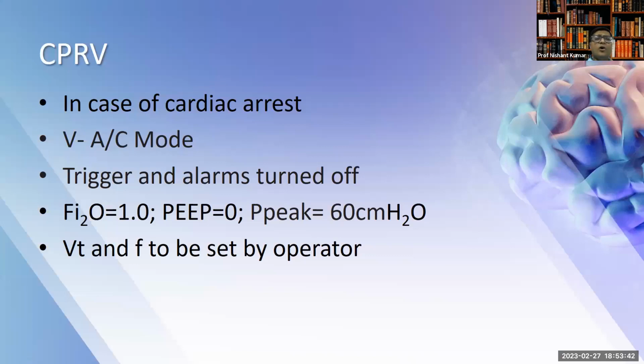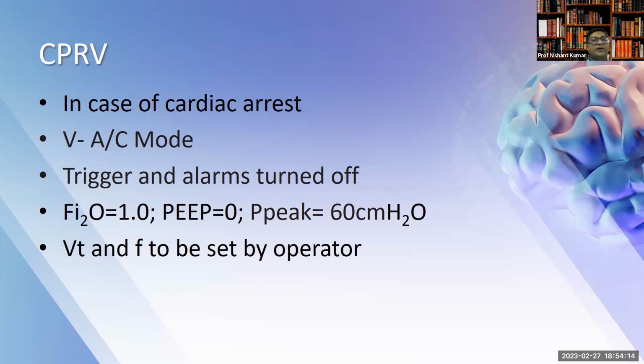Now, we all know that in case of cardiac arrest in the ICU, the patient will naturally have a definitive airway in situ. So we know that it has to be shifted to volume assist control mode with the trigger and alarms turned off. Why? Because obviously the peak pressures will be high. The trigger, when you're compressing, that will act as a trigger. So the ventilator will sense it as a breath and keep on ventilating the patient, which will cause asynchrony.